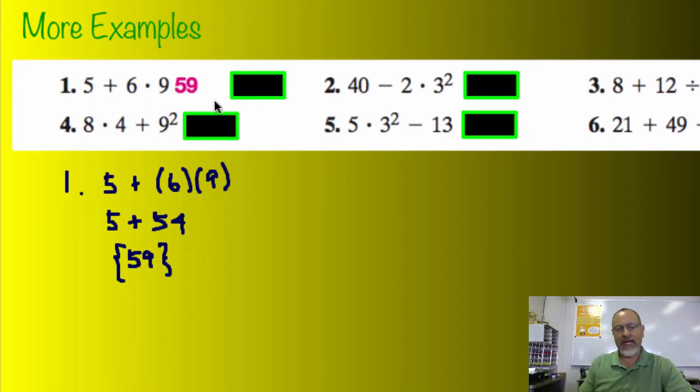Now imagine if I had not done that order. If I did 6 plus 5 first, 11, then 11 times 9 would be 99. You can see I get a very different answer. Alright, let's go ahead and look at number 2.